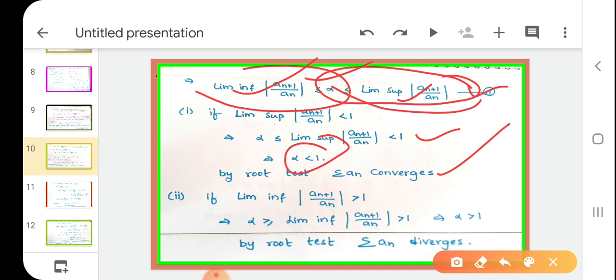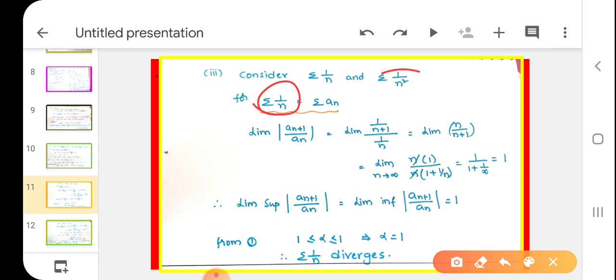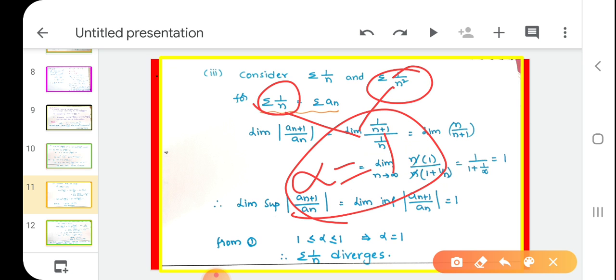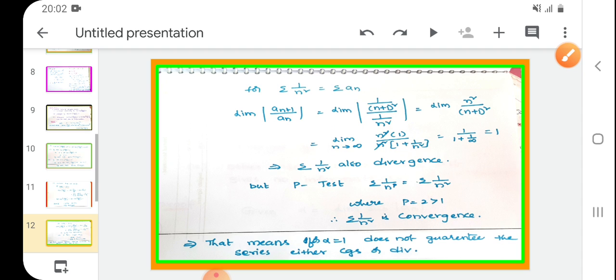Similarly we take the left inequality. Let the infimum of an plus 1 by an be greater than 1. That implies alpha is greater than 1. By root test it is divergent. For alpha equal to 1, we have two types of series. One series is divergent, another series is convergent, but for both the limit value is 1. So we can't say the given series is convergent or divergent at alpha equal to 1. This is the ratio test.